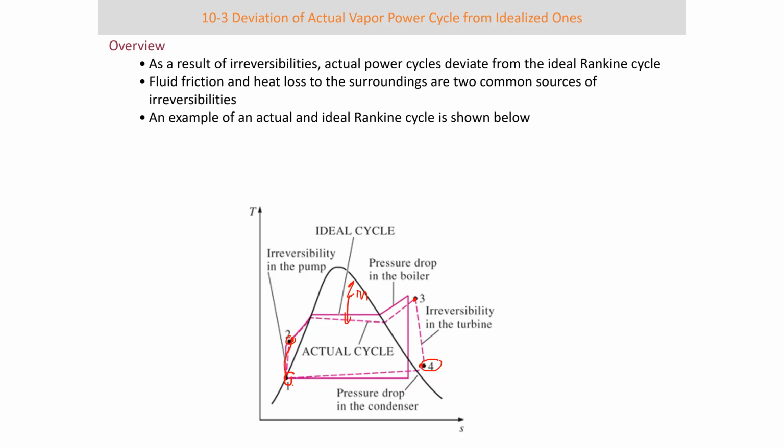And then process 4 to 1 is constant pressure heat rejection. Well, there could actually be some pressure drop in the condenser. So basically, what we're going to be looking at in terms of deviations from the ideal cycle is isentropic efficiencies less than 100% for the pump and the turbine, and pressure drop through the boiler and the condenser.